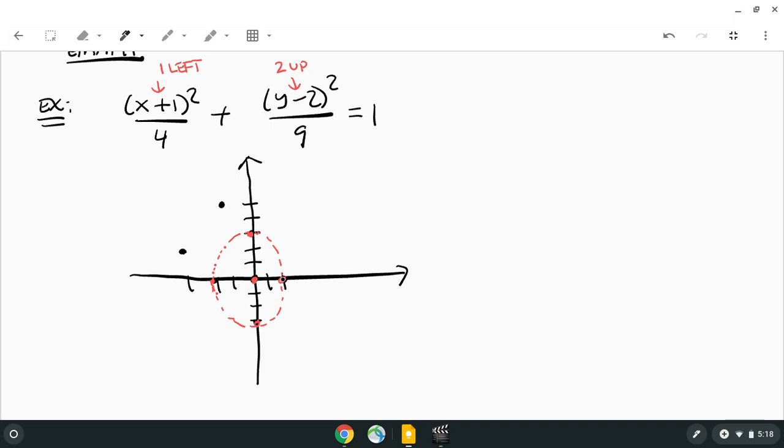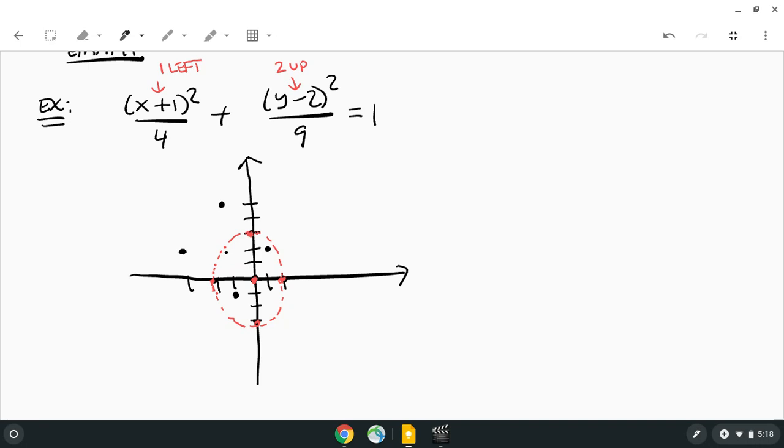This one, 1 left and 2 up. This one, 1 left and 2 up. Okay, and my center is 1 left and 2 up. There's my new center right here. Okay, so that's one way to do it.